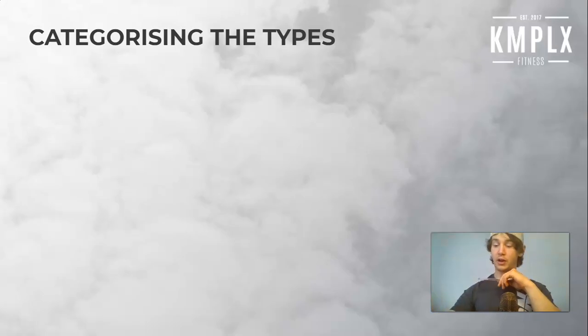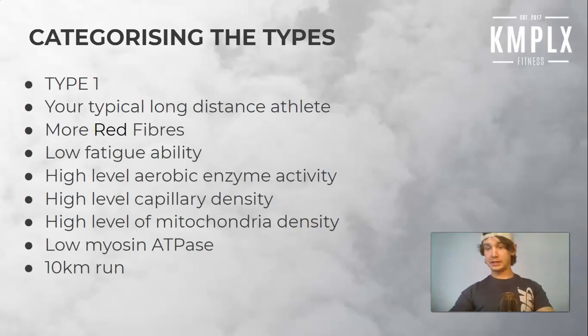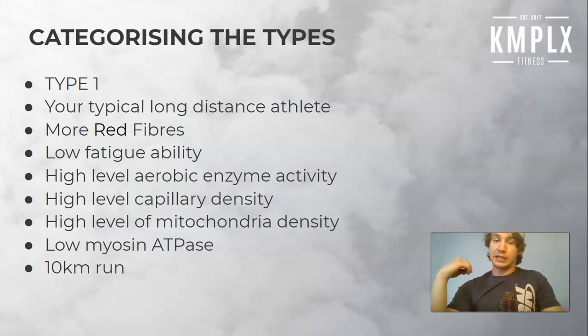So categorizing these types. Looking at type 1 first, this is your typical long distance athlete. So they have more red fibers. There is low fatigability within these. High level of aerobic enzyme activity, high level of capillary density, high level of mitochondria density, and low myosin ATPase. So this is your typical 10-kilometer runner, someone who can hold a fairly slow pace for a while.